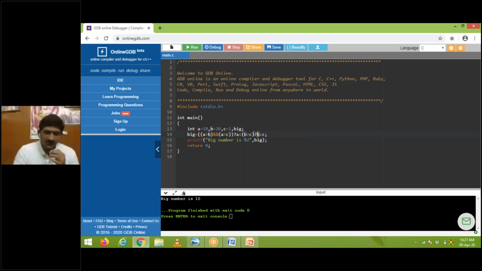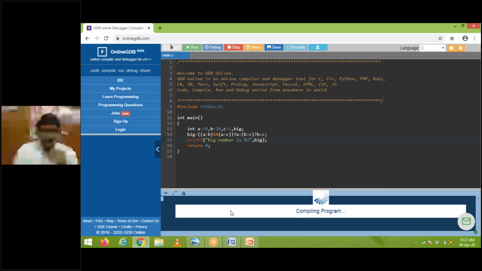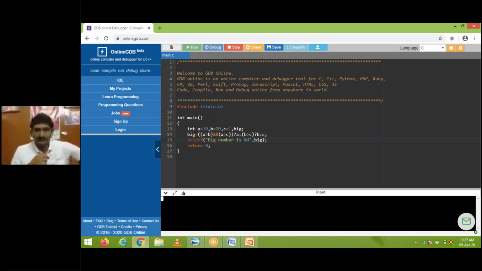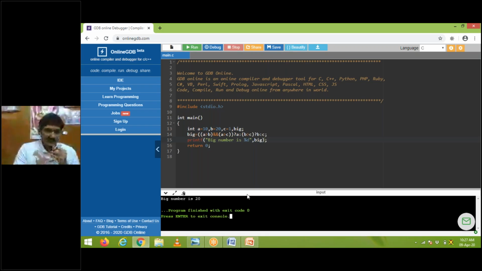If the condition is false, the value after the colon will be stored in the result. If the condition is true, the expression after the question mark will be evaluated. Again I am recalling the purpose of the conditional operator. b greater than c means 20 is greater than 1, that is true, so b value will be evaluated as big. Now we'll run the program. Big number is 20 will be printed. So the output is: big number is 20.